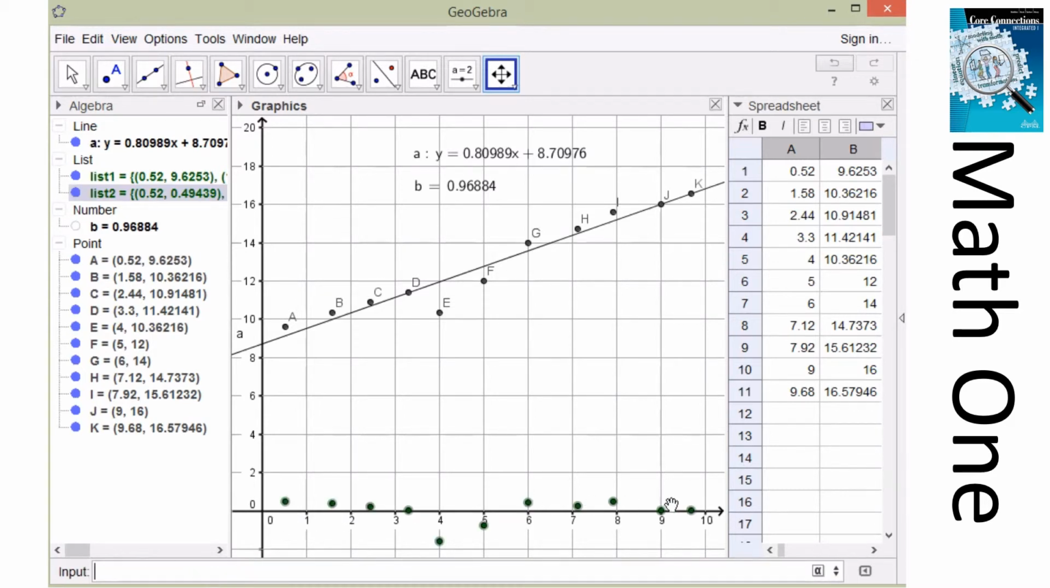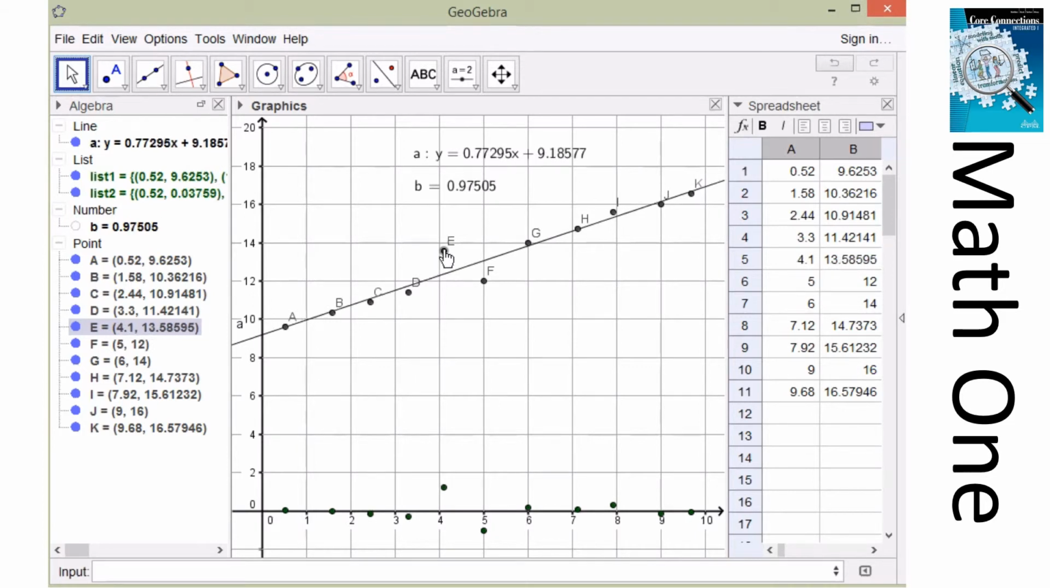Down below, I have a list of the residuals. And you can see residuals can be positive, right? Positive residuals are above the model. Negative residuals are below it. And you can see I can grab this particular point right here, and as I grab it down, you can see. Now, what's interesting is that moving these points is actually affecting the model. So moving one point actually changes all the residuals slightly.